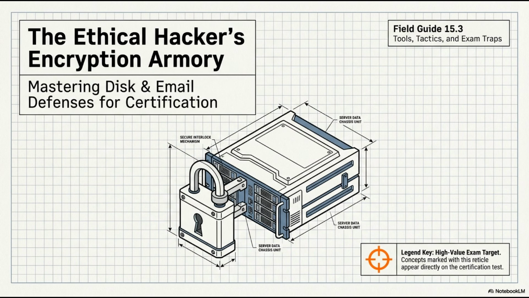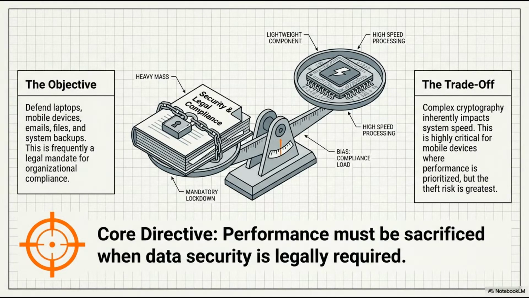Moving right along to slide 2, titled The Objective versus the Trade-off. This is a crucial concept. Yeah, the visual here is a scale. On one side, we have a heavy book wrapped in chains, and it's labeled Security and Legal Compliance. And on the other side? On the other side, there is a microchip labeled High-Speed Processing, and the scale is tipped heavily toward the compliance side. As it should be in the real world.